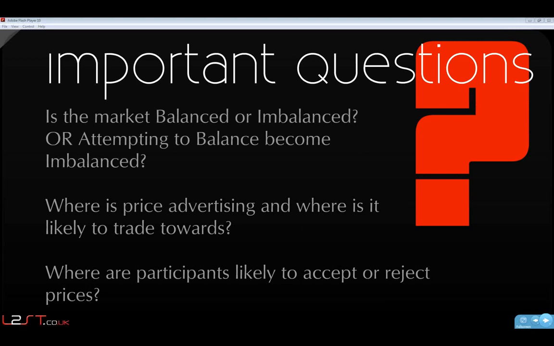And then the other question we've got to also be aware of is, where is the price advertising? And where is it likely to trade towards? This is quite often referred to as the destination. Where is the market likely to go from and to?